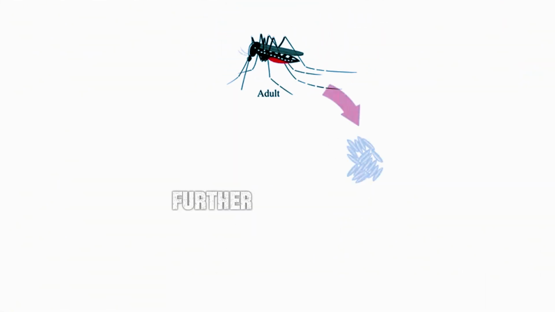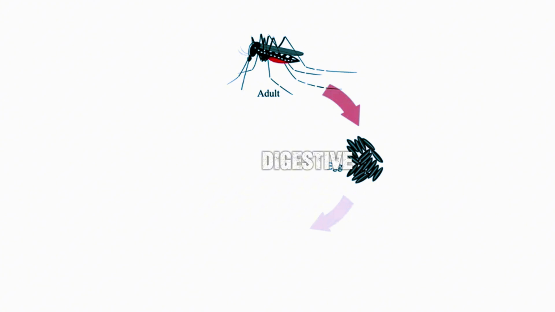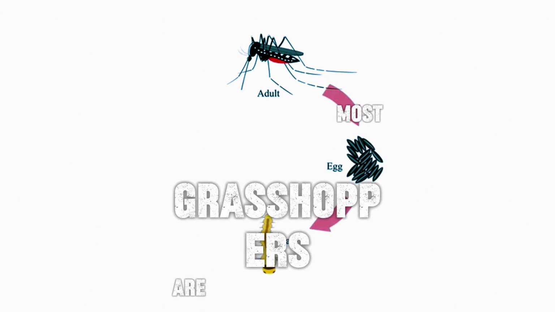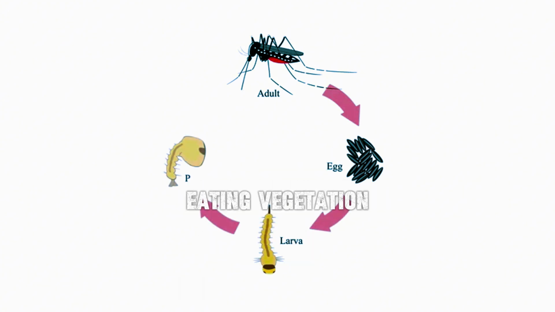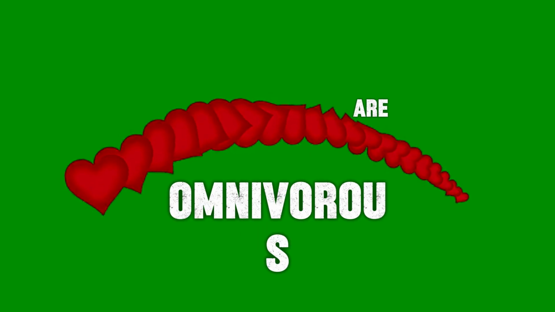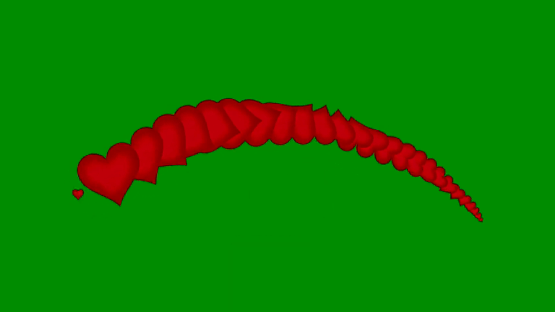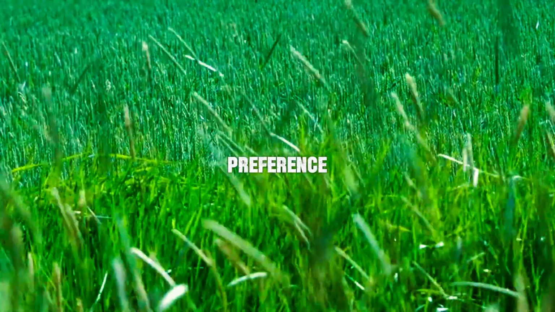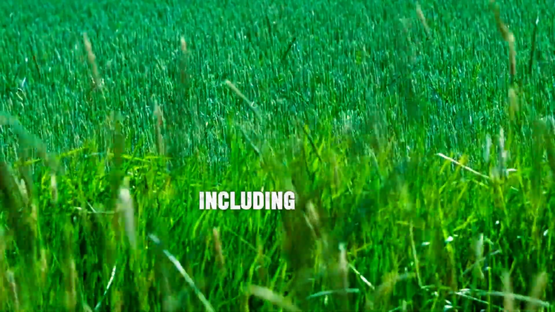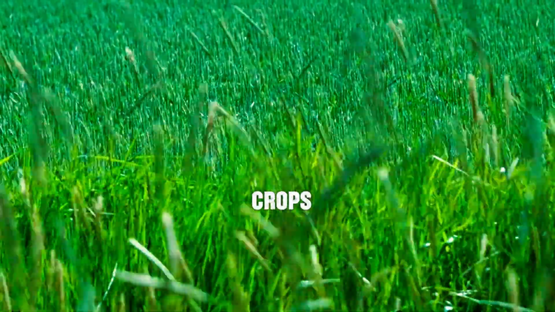Diet and digestion. Most grasshoppers are polyphagous, eating vegetation from multiple plant sources. But some are omnivorous and also eat animal tissue and animal feces. In general, their preference is for grasses, including many cereals grown as crops.